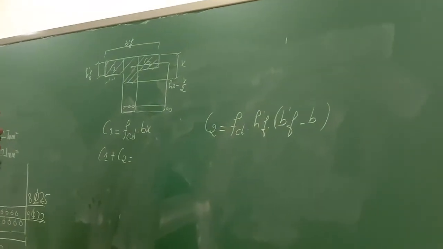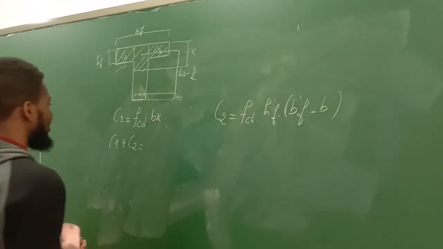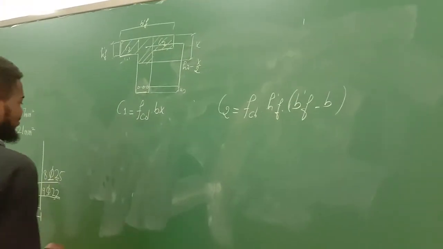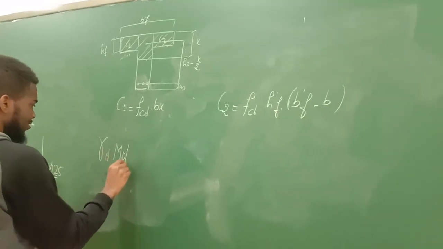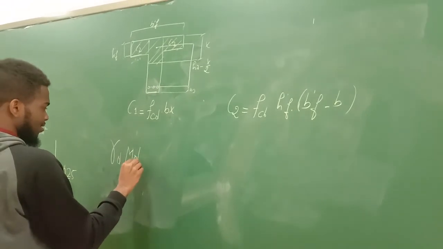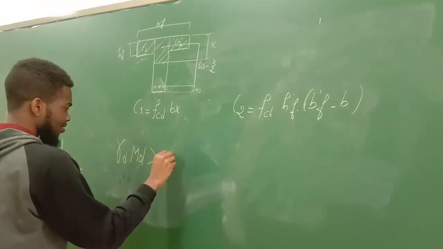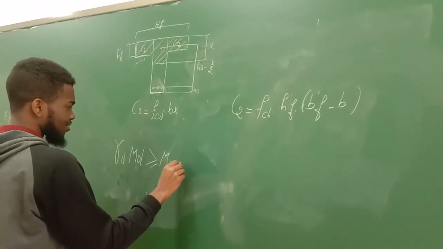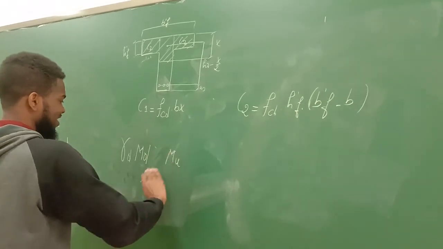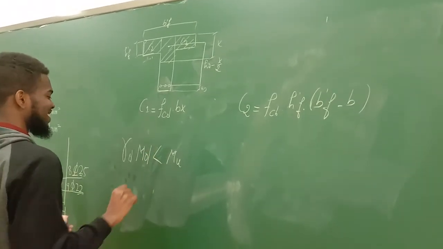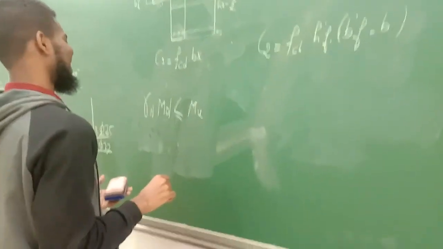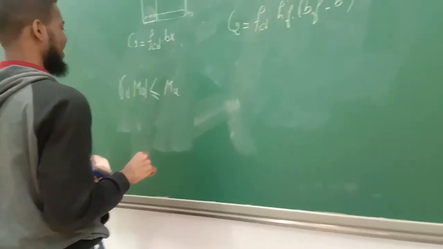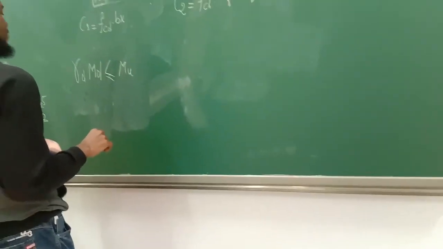They make the balance of the moment. Why don't you just put it into T equals C1 plus C2, then you just put in the formulas.